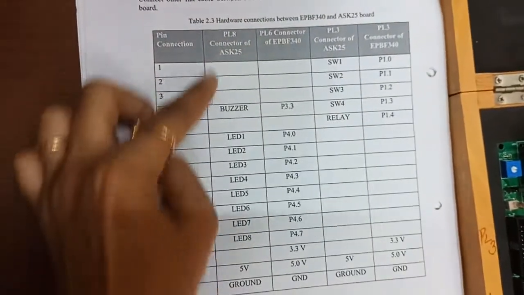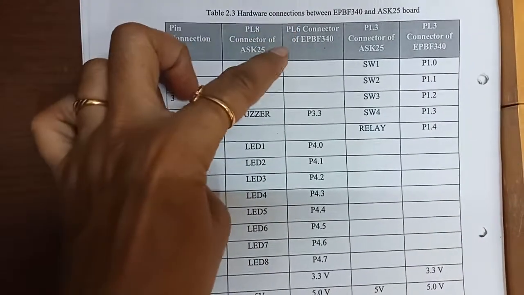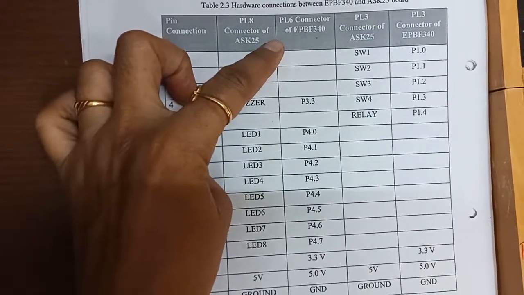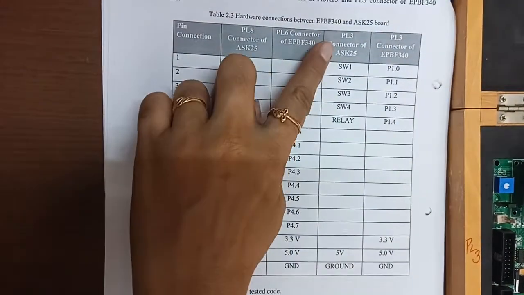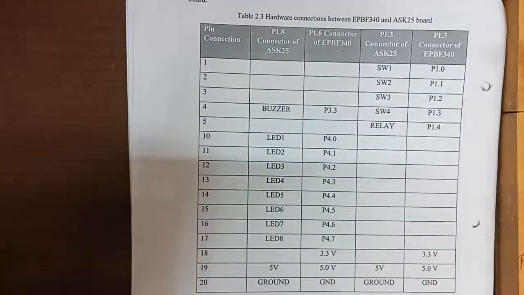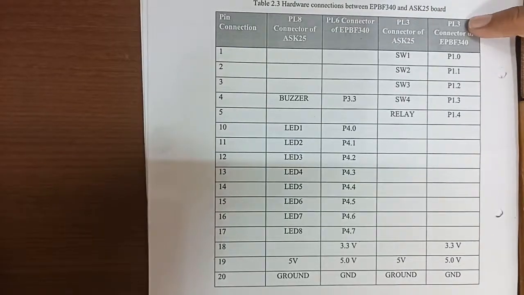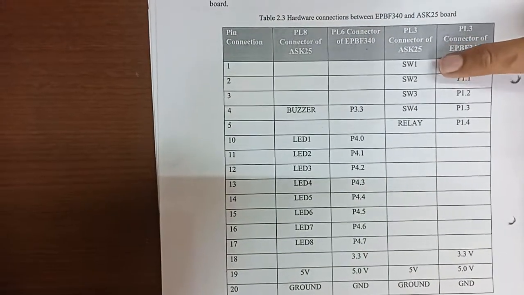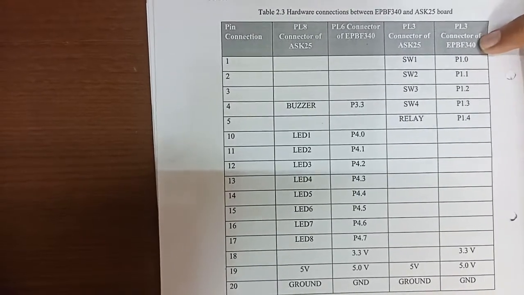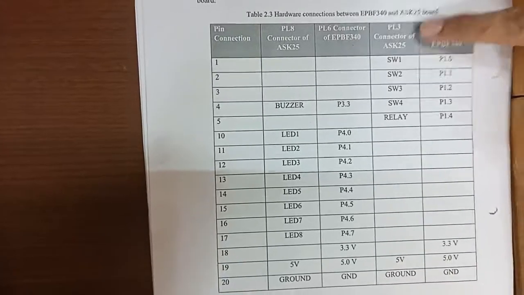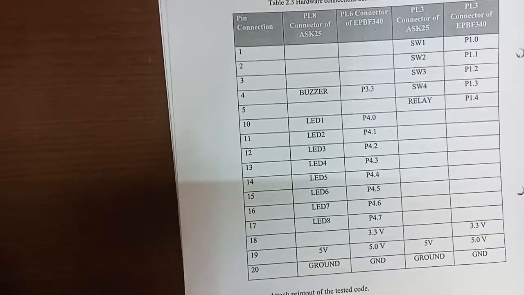So LEDs are connected to PL8. So we need to connect PL8 of ASK board to PL6 of your microcontroller board. Your switches and relay are connected on PL3 of the ASK board, and port 1 is chosen from the microcontroller. So port 1 is available on PL3 and switches and relay is available on PL3. So we need to connect PL3 of the microcontroller board with PL3 of the ASK board, and for buzzer and LEDs, PL6 to PL8. So accordingly I will do the connection.